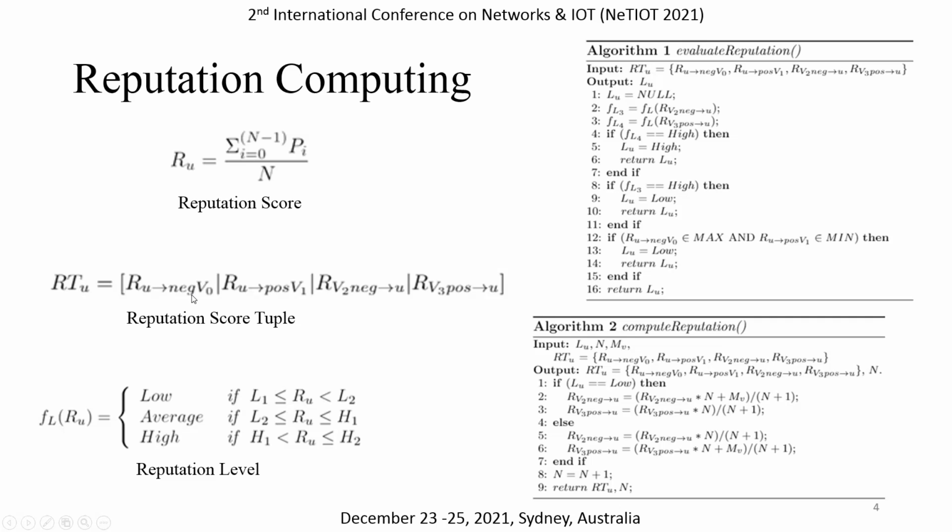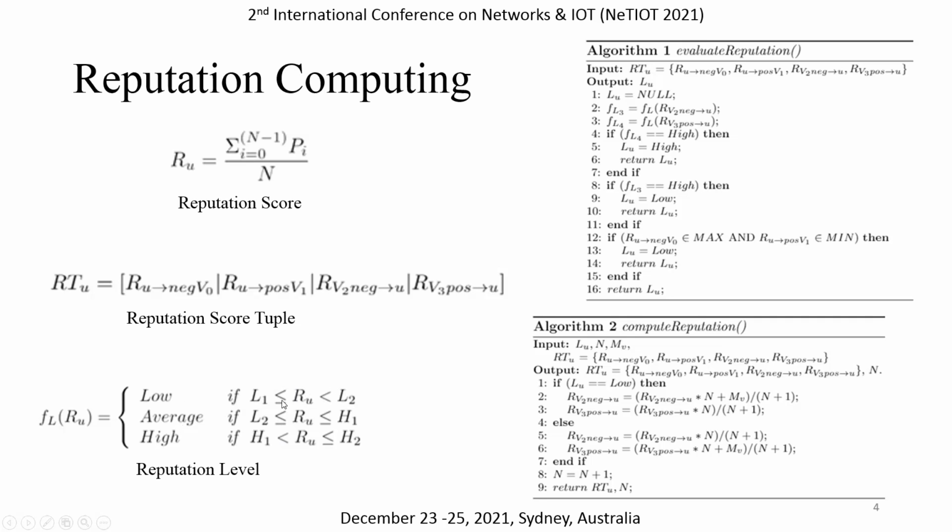User U evaluates negative to other users. And the user U evaluates positive for other users. This is in the other direction. So this is the other user evaluates negative for this user, and this is the other user evaluates positive for this user.